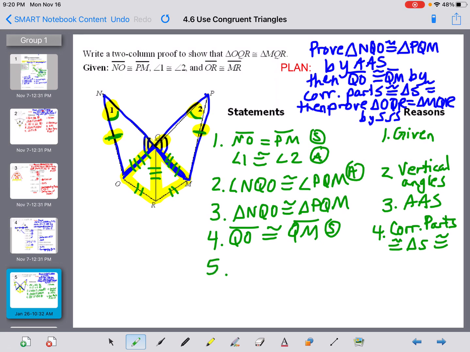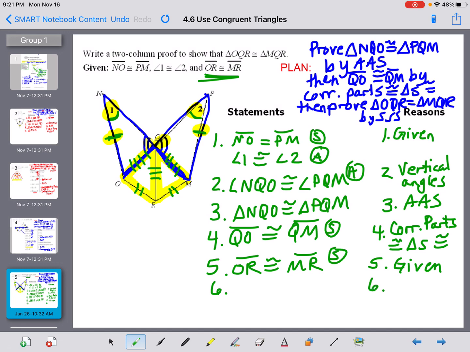Okay, let's go back to the rest of the bottom. Don't forget, we haven't used all our givens. We still have that OR up there, congruent to MR, because it was in the bottom triangle. And that was given. So that's a second pair of sides. What else did we choose to mark there? That shared side, right? QR congruent to QR. Yep, they're going in the same direction. So QR and QR by reflexive, when you look in the mirror and see yourself.